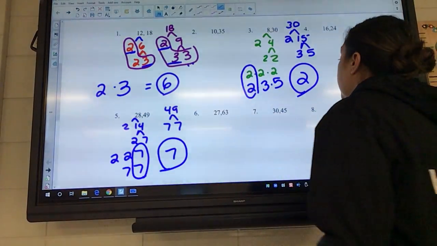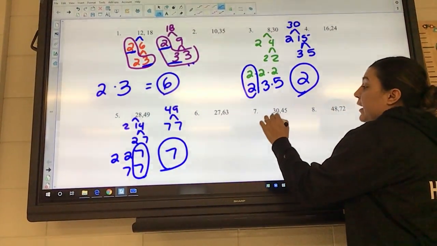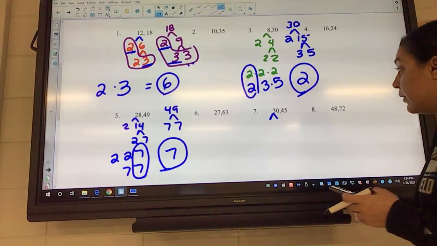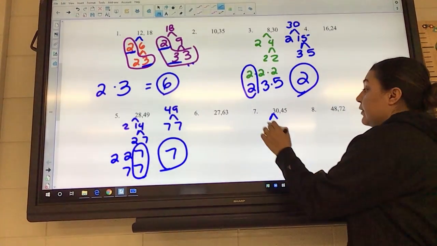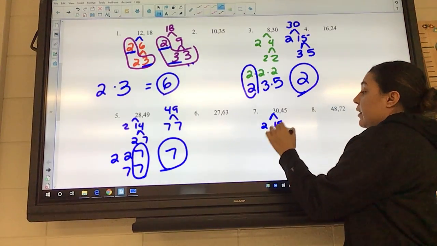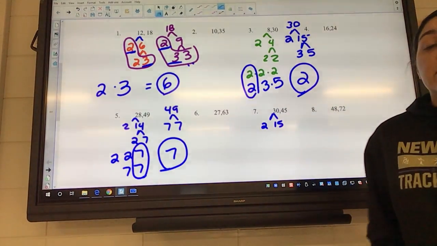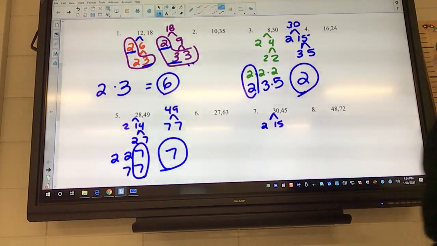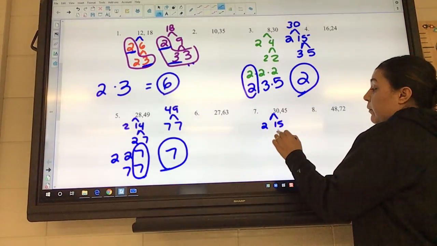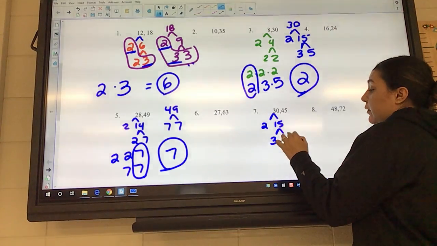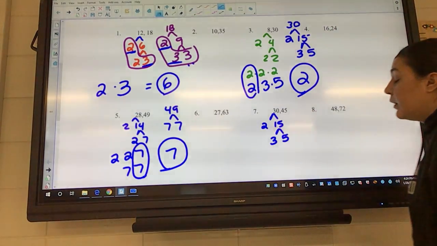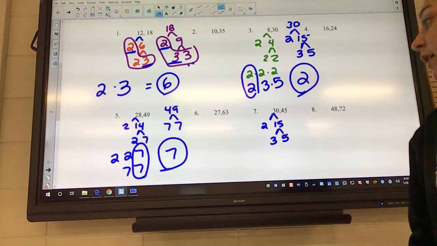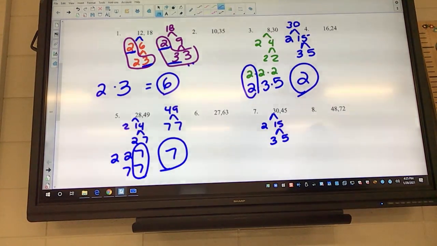Okay, look at number 7. What are some factors of 30? Okay, so you can say 30 divided by 2 on your calculator, and you're going to get 2 and 15. 15 divided by 2? Well, you're going to get a fraction. Okay, 15 divided by 3. 3 does go in, so you got 3 and 5. Okay, and we use those numbers 2, 3, 5, 7. Okay, and so we can't go any further.